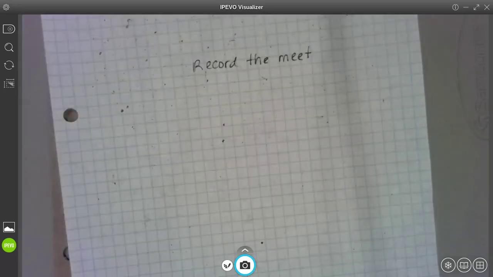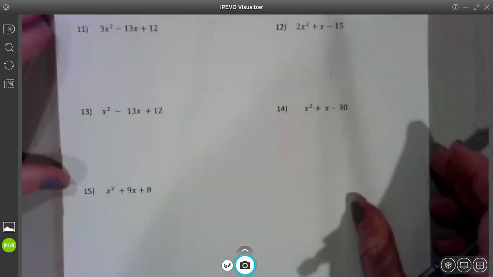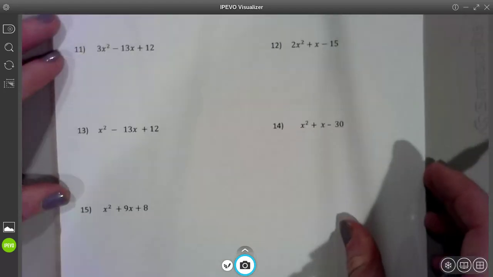All right, now let's go to the back, and it's where I'm going to skip around. On the back, I want to go to number 11 first. Let's go to number 11. Let's try to factor 11.